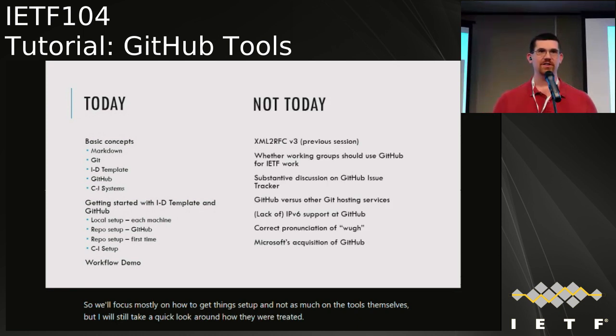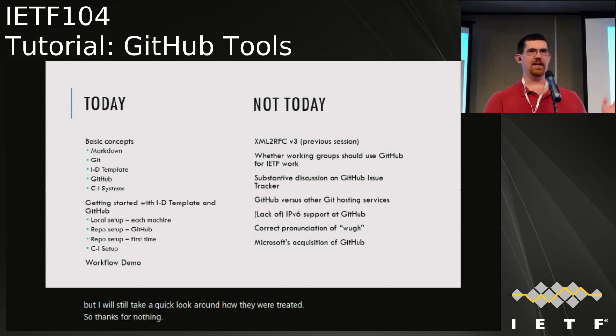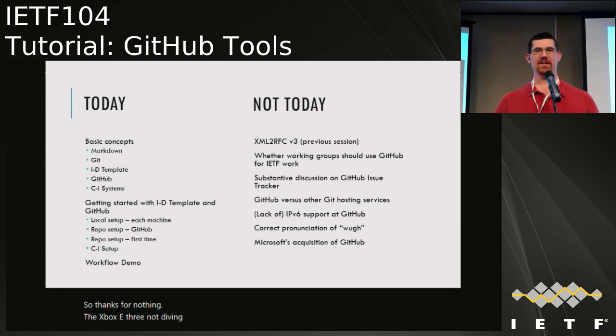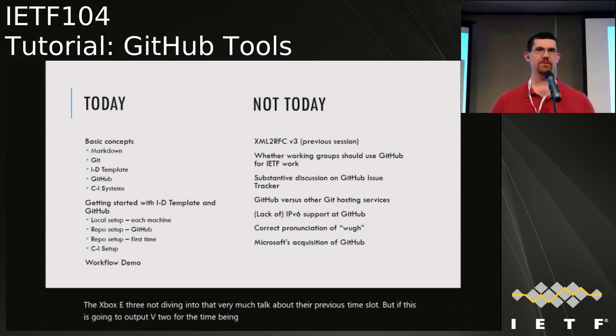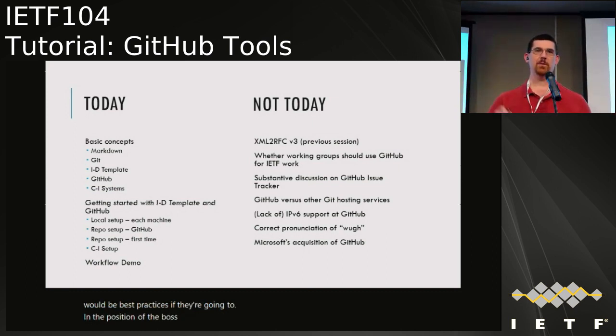So things we're not focusing on: the XML RFC v3, not diving into that very much. There's an excellent talk about that previous time slot, but most of this is going to output v2 for the time being, and you're also shielded from the exact version of the output. I don't want to get into the details of whether working groups should use GitHub. There's a working group later this week on the best practices if they're going to. And the pronunciation of the BOF that did not intend to form a working group and did. Let's leave that alone.